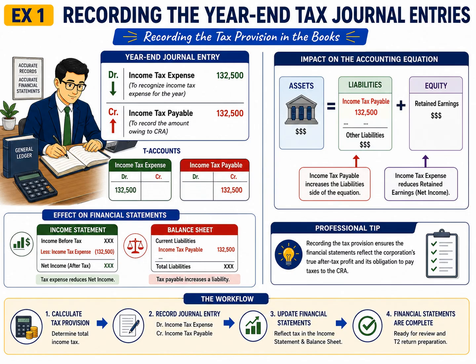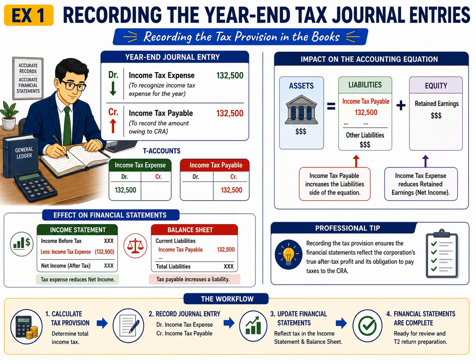On the income statement, income tax expense is deducted after income before tax, resulting in the corporation's net income after tax. On the balance sheet, income tax payable appears under current liabilities, showing the amount that is owed to the CRA. This is an excellent example of how accounting and taxation work together.